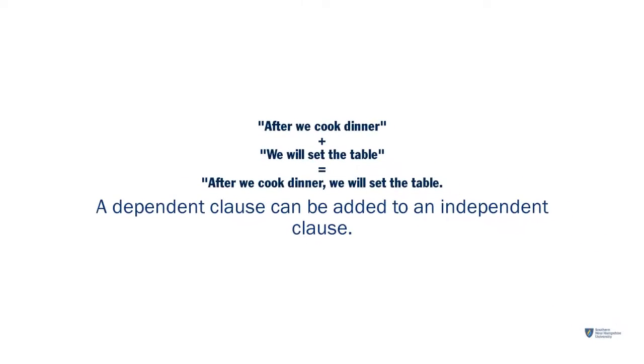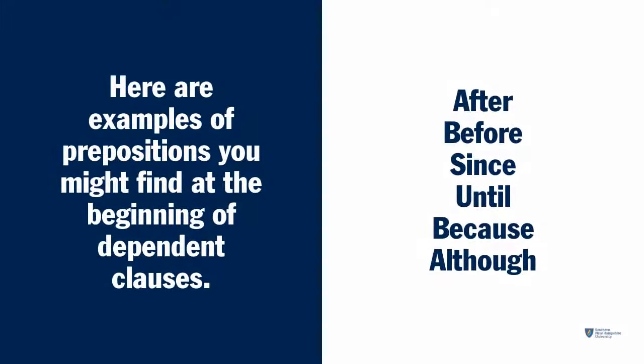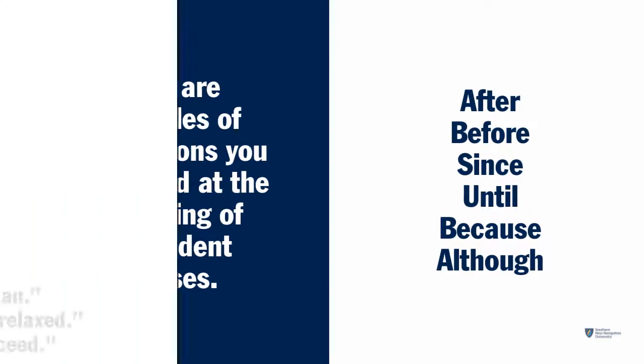To complete our thought, we can add an independent clause. We will set the table. This creates a complete thought and a complete sentence. The independent clause tells us what will happen. The dependent clause tells us when. Look out for these prepositions as you proofread your work, and make sure the reader isn't left wondering about what will happen if the condition they describe is met.